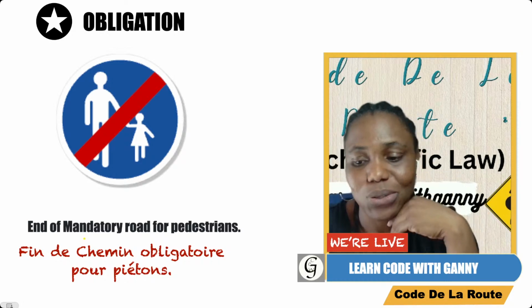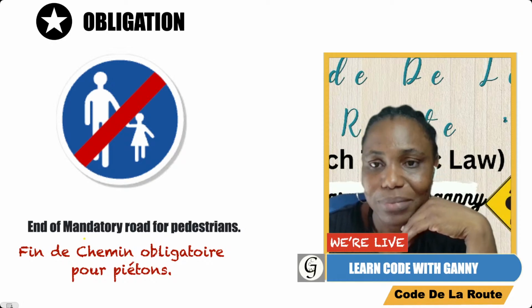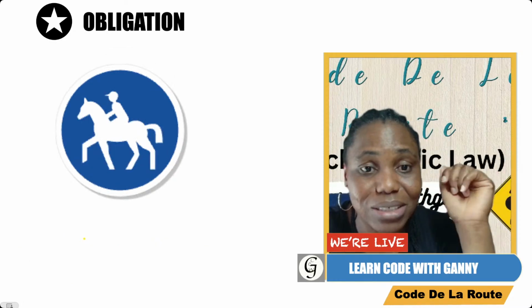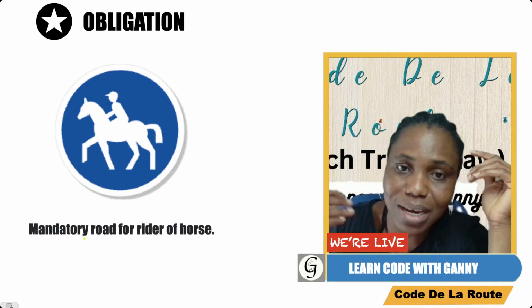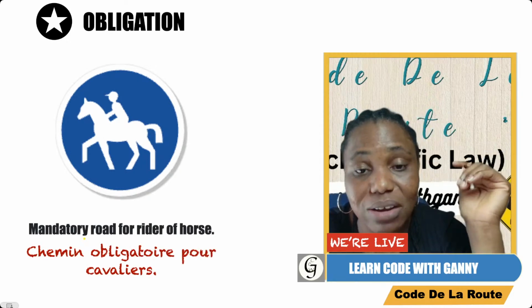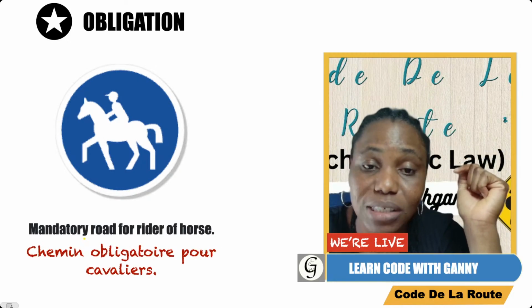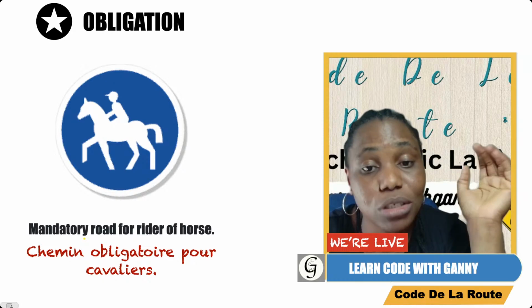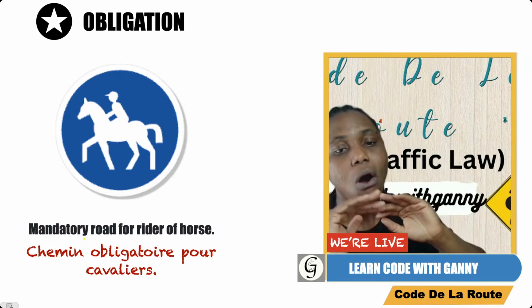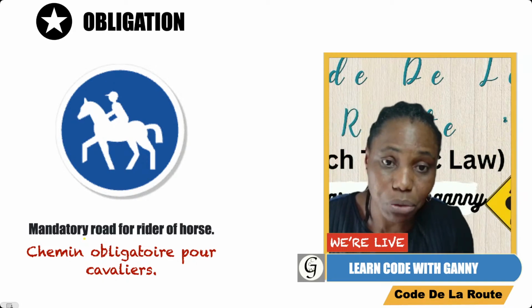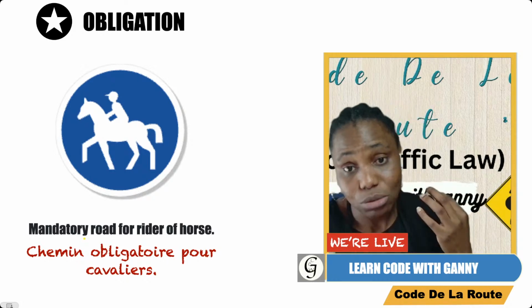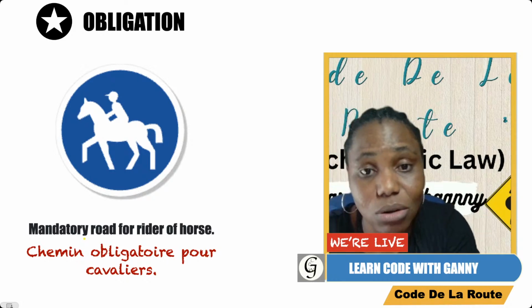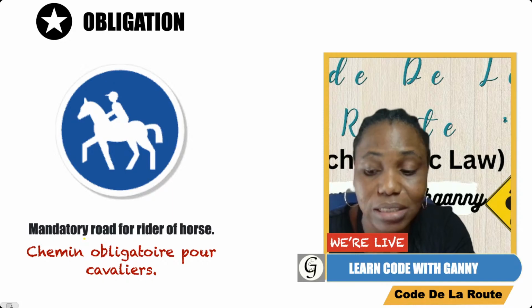So I continue my teaching. Another one I'm bringing out is compulsory for horse riders. If you are riding a horse and you see this obligation sign, it means it's compulsory for you. That means other users of the road cannot drive, must not park, and must not stop there. It's only for us, and it's called cheval.